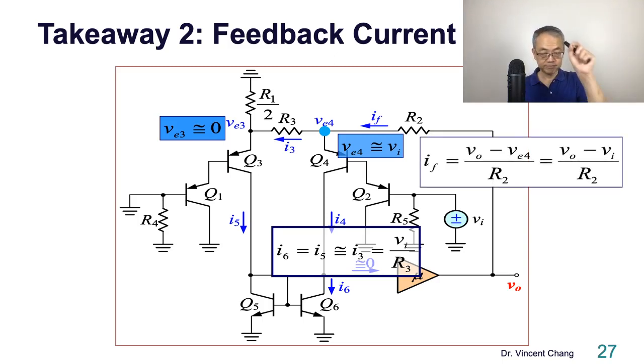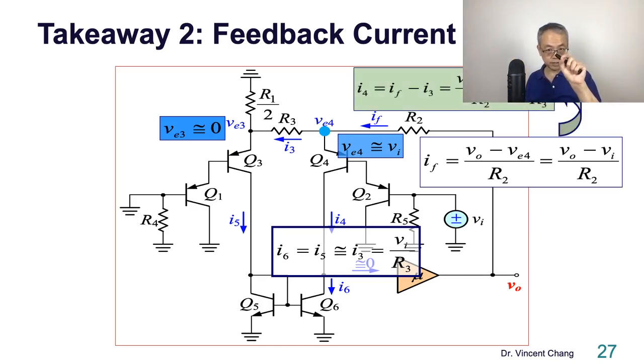And then what? Feedback current. The second takeaway, the feedback current. The first takeaway, you solve the input differential and then move on to the second stage. The feedback is the key. So the feedback current, VO minus VI divided by R2. And then we move on to the blue node. Based on KCL, the relationship between the three currents, you can get the final result. You can link the VO and the VI together.